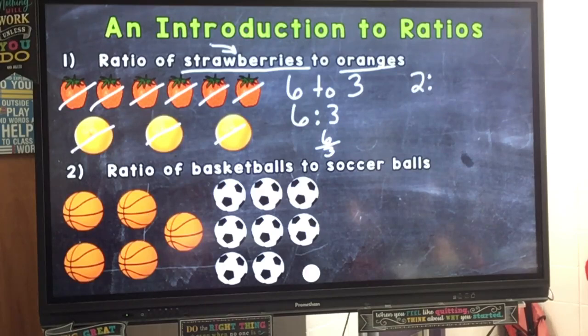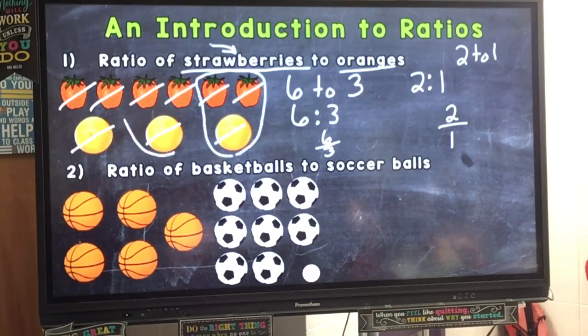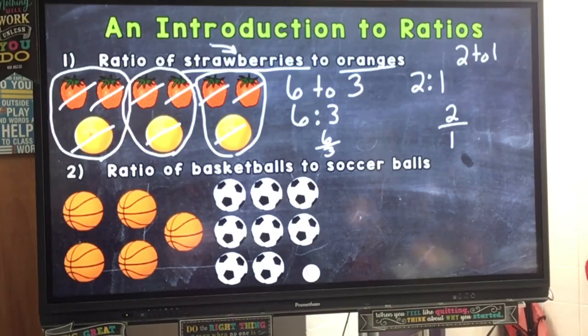So I'll do the colon way here first, 2 to 1. Or the fraction, 2 to 1. And let's take a look at our picture over here. For every 2 strawberries, there is 1 orange. So our simplified ratio matches our picture of the strawberries and oranges.